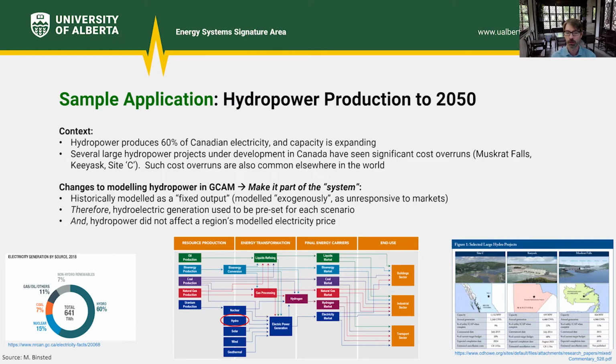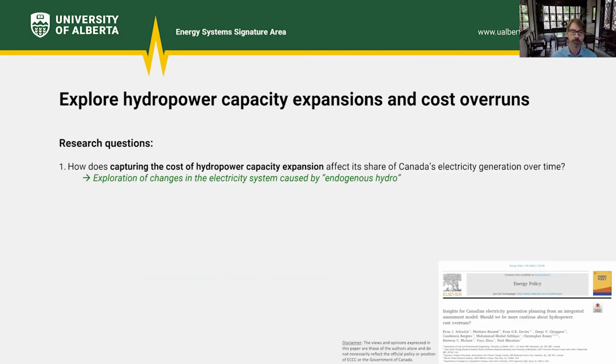So hydroelectric generation used to be preset for each scenario. We could have higher levels or smaller levels, but it wasn't responsive to markets. There would be no expansion of hydropower if hydropower was cheap relative to coal, for example. Further, hydropower did not actually affect a region's modeled electricity price. The electricity price came from thermal power, so coal, natural gas, also from some renewable sources. Okay, so we made some pretty significant changes.